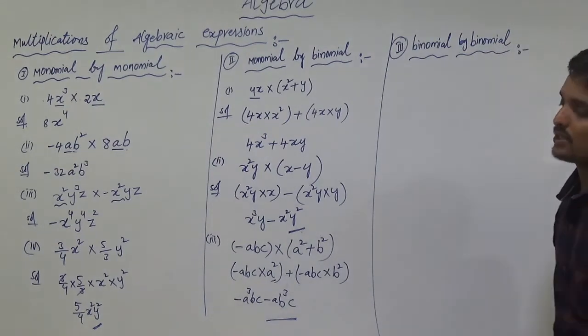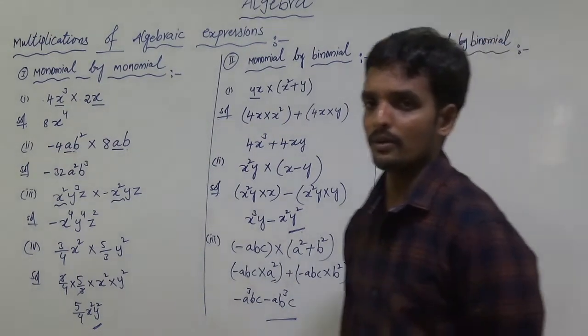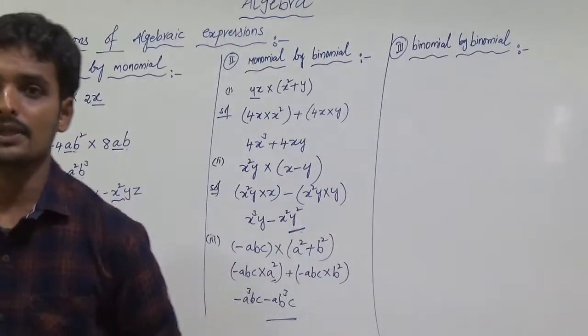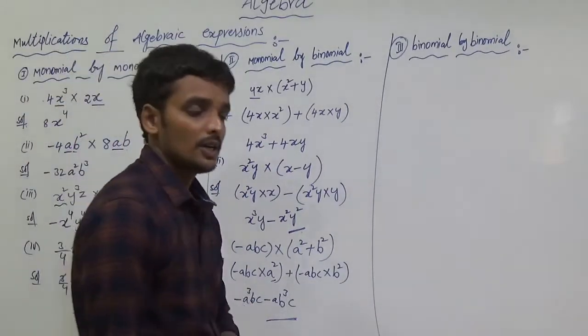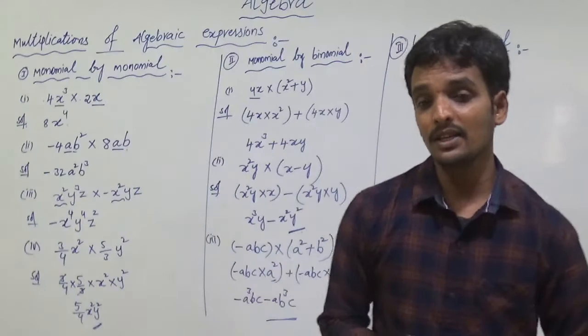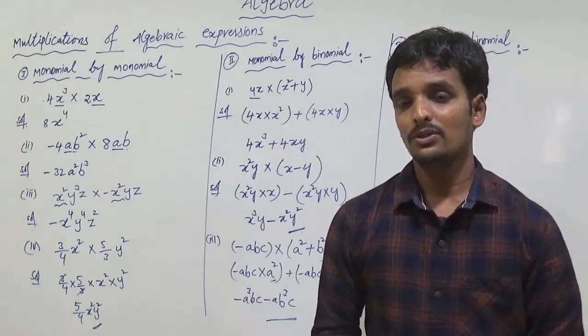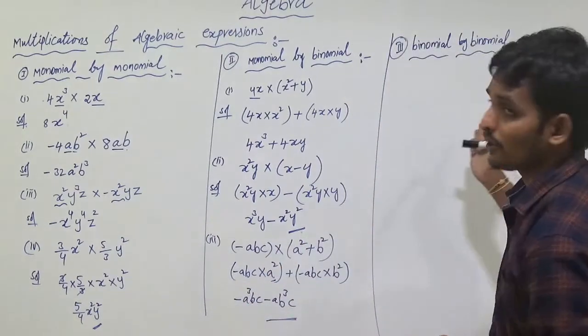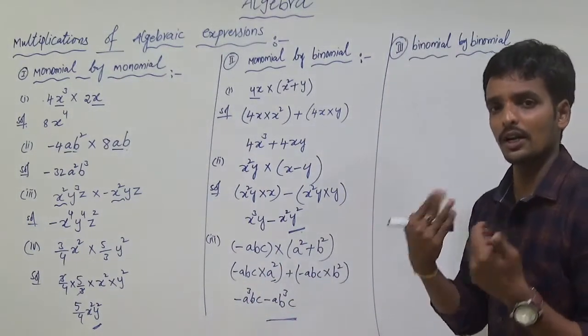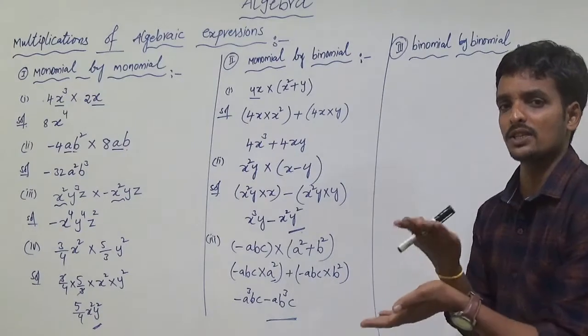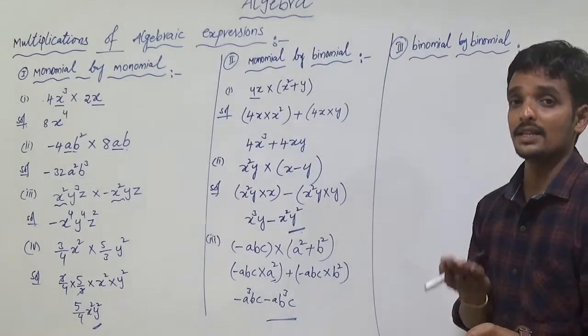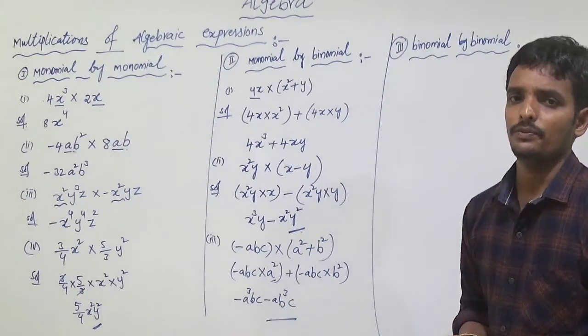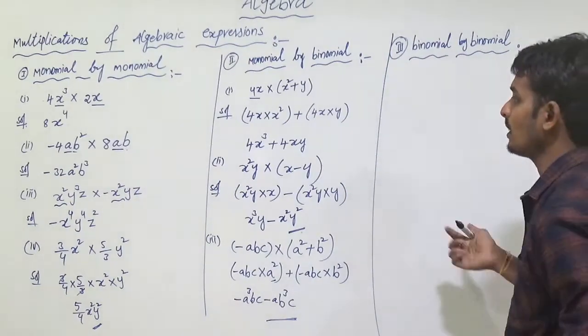So the first one is one term into one term. Second, one term into two terms. This time, two terms into two terms. After this, I won't explain trinomial into trinomial. For example, if you solve binomial into binomial, you can solve trinomial into trinomial the same way. The process is the same; only the multiplication, the symbols and the terms are different. So we have to focus on binomial into binomial.